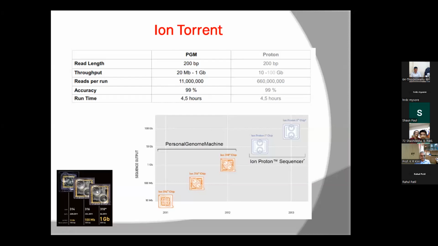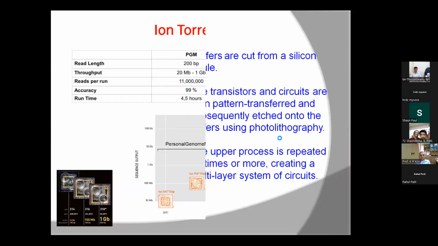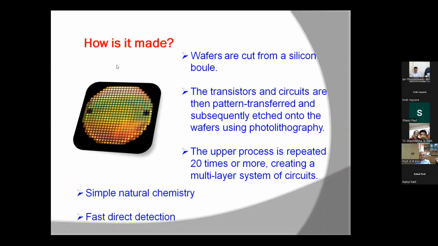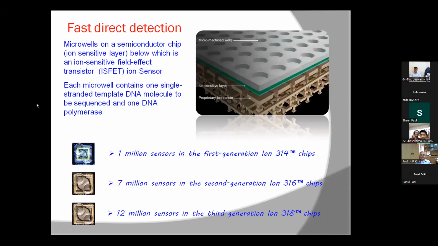So these are especially semiconductor chips. These chips will be doing the DNA sequencing. So these thin wafers are cut out from the silicon, and the transistor circuits are then pattern transferred, photolithography, and this is repeated. You are generating a circuit on the microchip. So there is a very simple natural chemistry and very rapid detection.